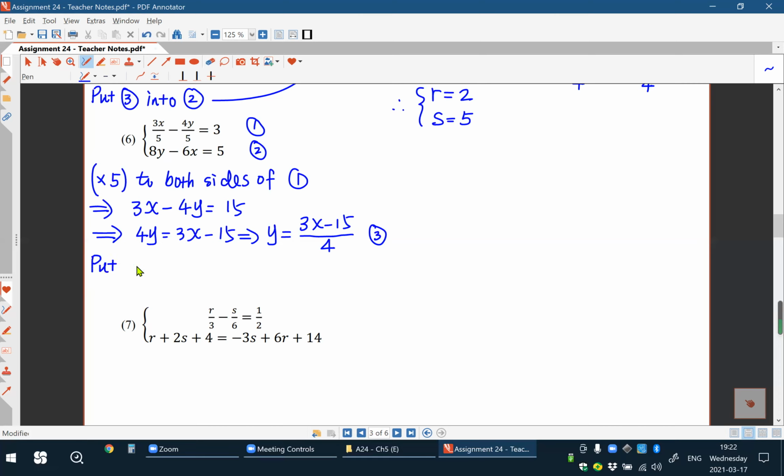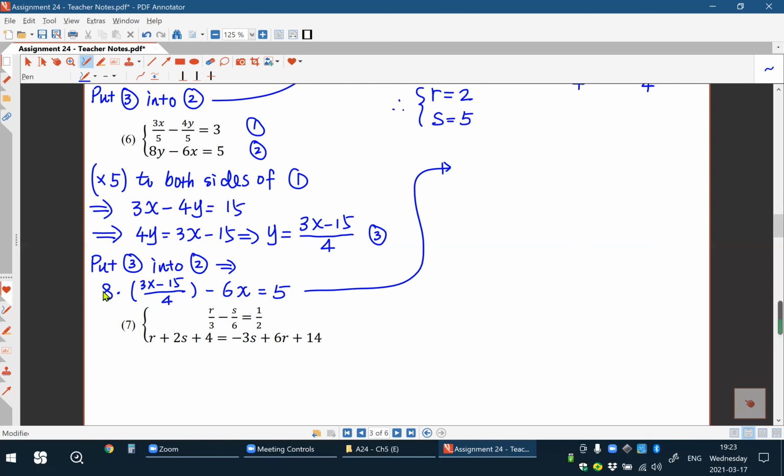Then let's put 3 back into 2, because we haven't used number 2 yet, right? So let's put number 3 into number 2. Then you will get 8y, where y is (3x minus 15) over 4, minus 6x equals 5. Now the thing becomes good here because we only have one variable and one equation, and we know how to solve this, right?